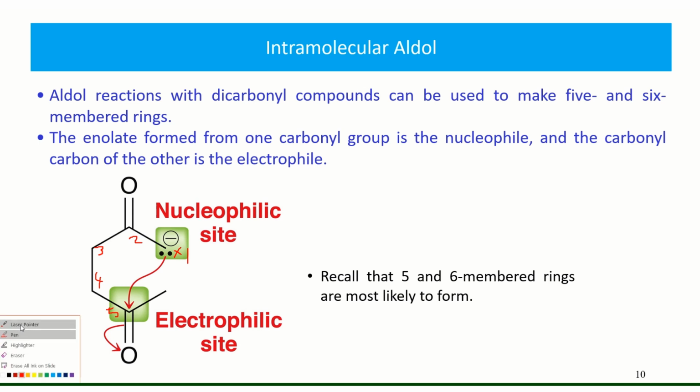We're going to have a nucleophilic center attacking the electrophilic center. It's going to be a 5-membered ring, yes? Now, 5 and 6-membered rings are the most likely to form because these are the ones that nature really loves.